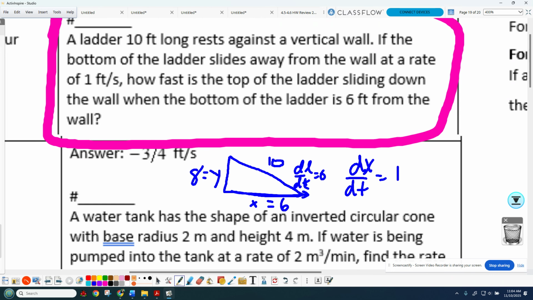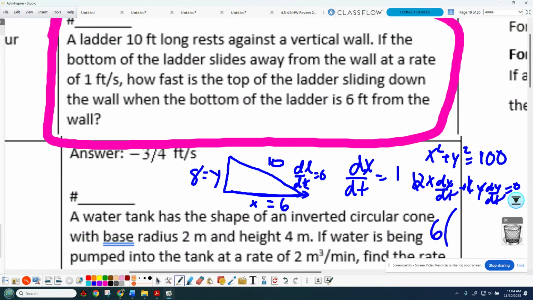So what equation am I gonna use to tie them together? Pythagorean theorem. And because L is a constant, I'm gonna just plug in the 10. So 2x dx/dt plus 2y dy/dt equals 0. The 2's cancel out. 6 times dx/dt, which was 1, plus 8 dy/dt equals 0. So negative 3/4. Yeah. What are the units? Feet per second.